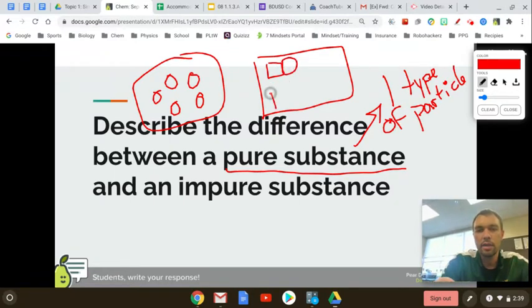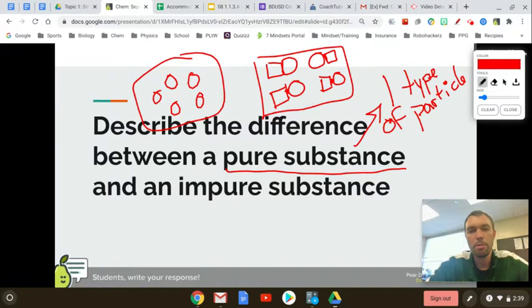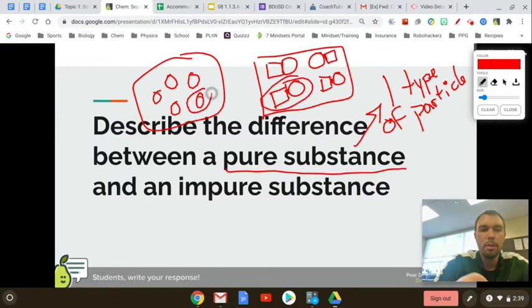A circle and a square that are connected. There we go. They might be kind of upside down or look a little bit different, but they should all be circle squares. Both of those are pure substances. This is a particle here, this is a particle here, and everything else in this substance is the same particle.